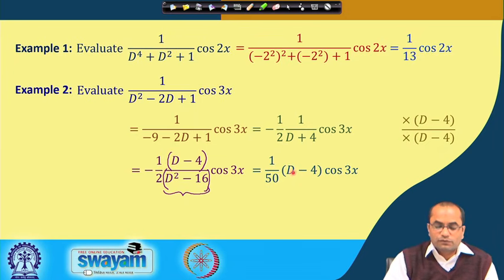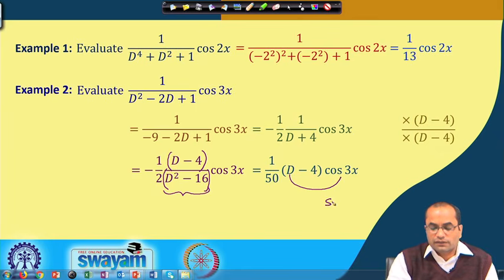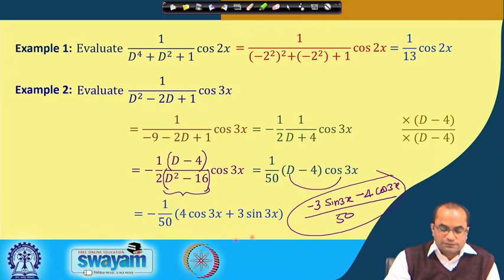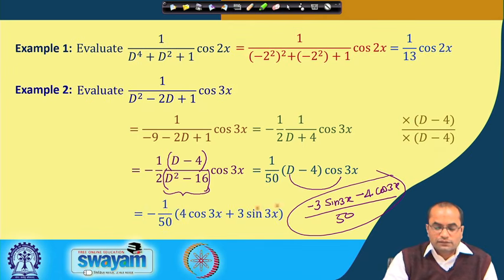Then we can operate this operator now, because once we have the d operator in the numerator, it is a simple differentiation here. So, d on cos 3x will be minus sin 3x times 3, and then we have minus 4 cos 3x, and then this 50 here. So, this is the value which we have written in this form, minus 1 over 50, the cos 3x plus 3 sin 3x.